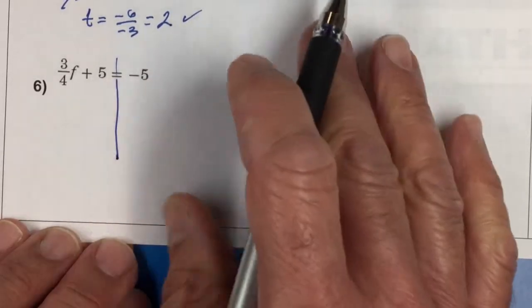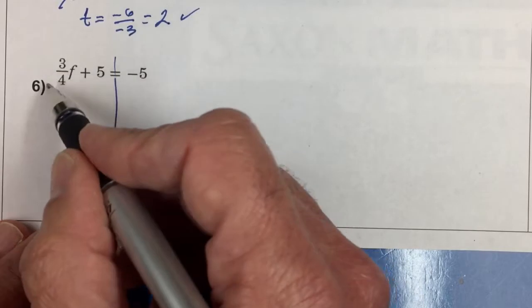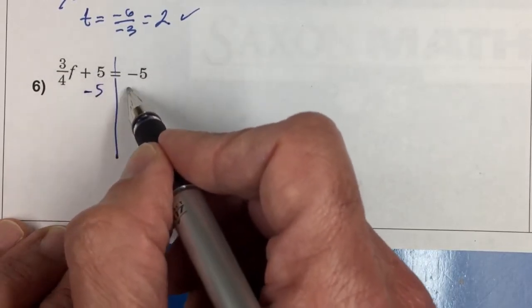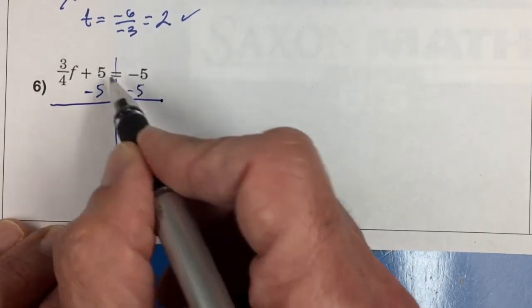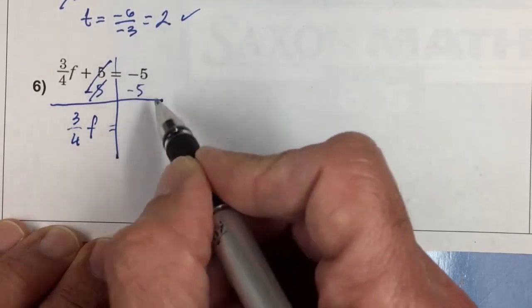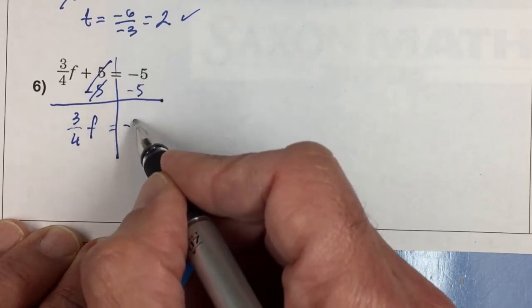And in the last one, I have 3/4 of f plus 5 equals negative 5. Same thing, do the vertical line. On this side where the variable is, I'm going to get rid of the 5 by subtracting 5. So this goes away, and 3/4 of f equals negative 5 plus negative 5, which is negative 10.